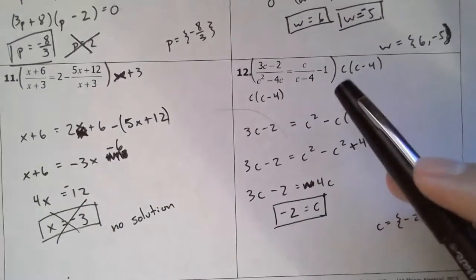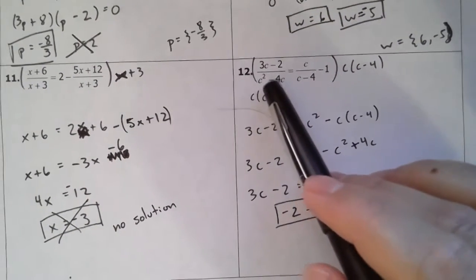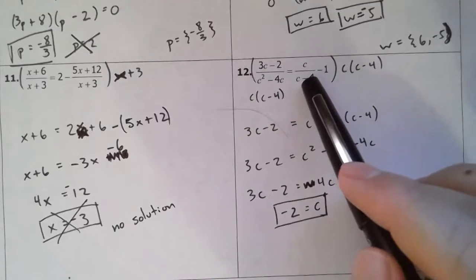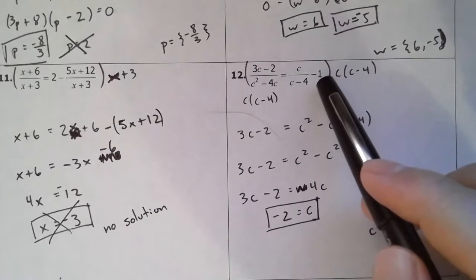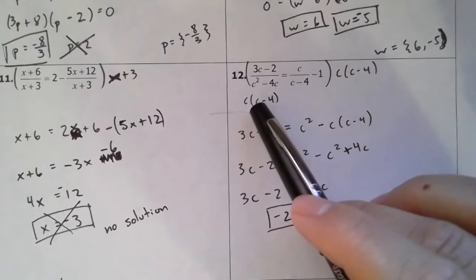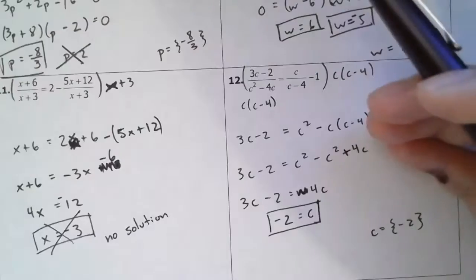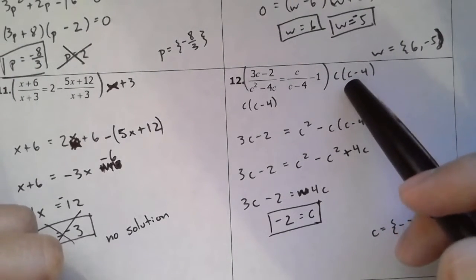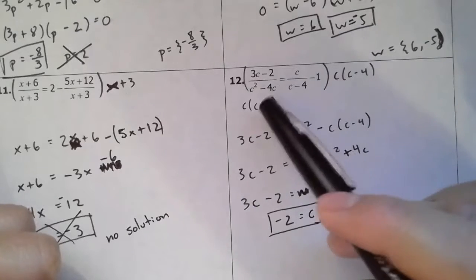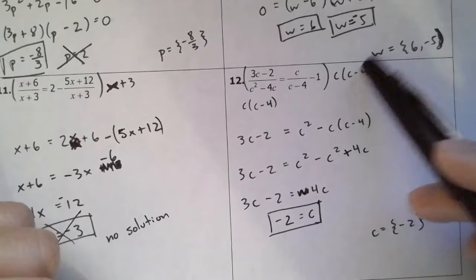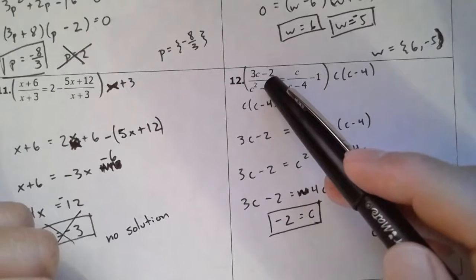Number 12. This denominator here is really just c times c minus 4. I have c minus 4 here, and this is just negative 1 over 1. So the least common denominator would have to be c minus 4. So then I would multiply everything by c minus 4. Notice that they would cancel. This denominator would cancel with the one you're multiplying by, so you get just the numerator.